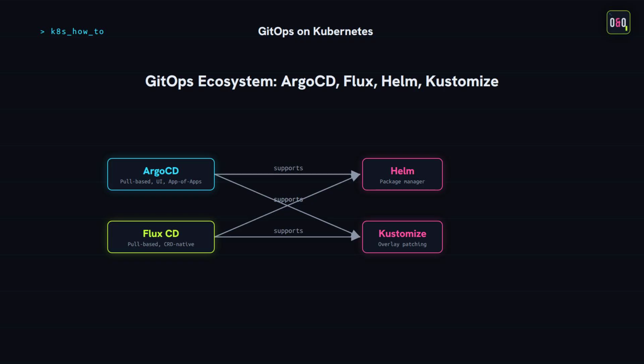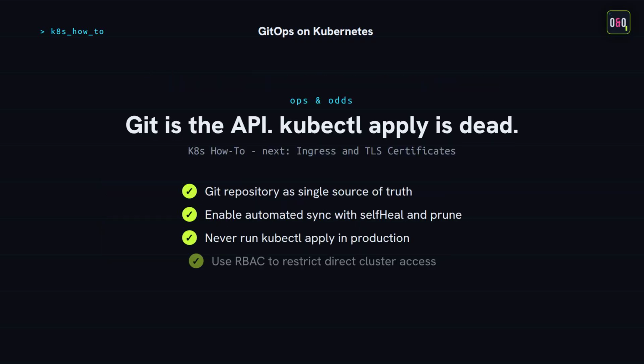and intuitive web interface. To summarize our production GitOps checklist, first, treat your Git repository as the single source of truth for all cluster state. Second, enable automated sync with both self-heal and prune to prevent drift and orphaned resources. Third, stop running kubectl apply in production. Every change flows through a pull request, gets reviewed, and deploys automatically. Fourth, restrict direct cluster access with Kubernetes RBAC so that only ArgoCD has write permissions to your workloads.